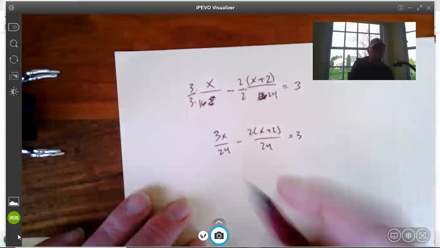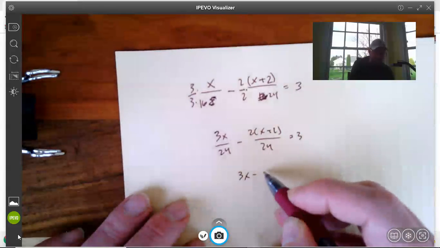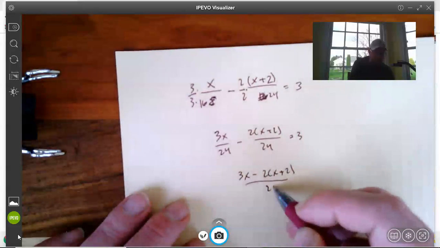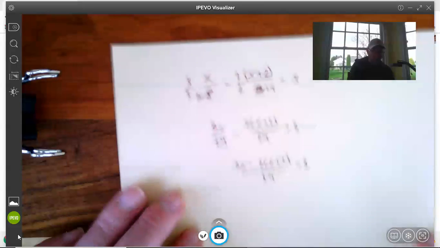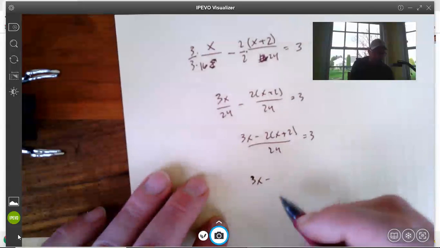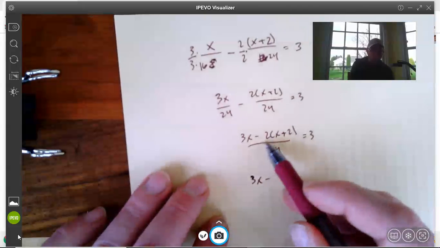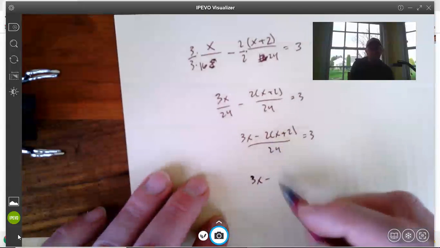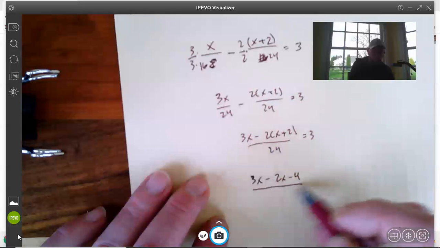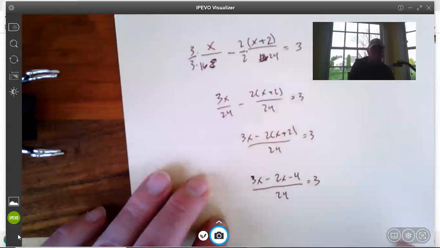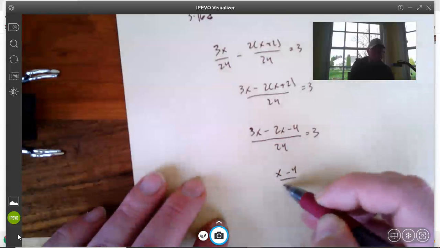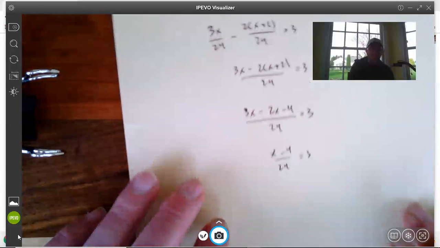So now I can put these two fractions together. 3x minus (x plus 2) over 24 equals 3. A little distributive property up here: 3x minus, now think of this as a negative 2. Negative 2 times x is 2x. Negative 2 times 2 is minus 4, over 24 equals 3. See, 3x minus 2x is just a single x. x minus 4 over 24 equals 3.